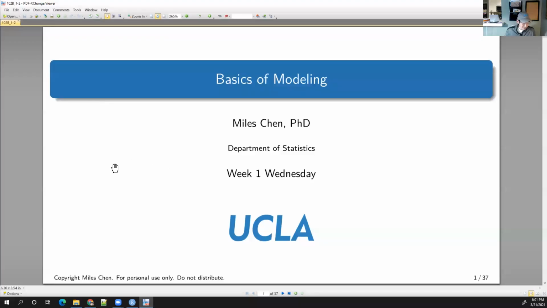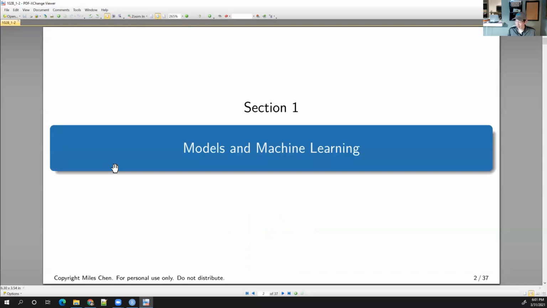Okay, let's take a look at today's stuff. So finally, we'll get into some content, and today's topic is just the basics of modeling. Okay, and so modeling here, of course, we're talking statistical modeling, and this is what we'll look at.